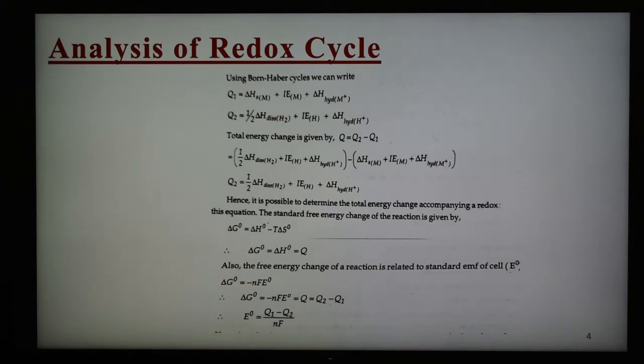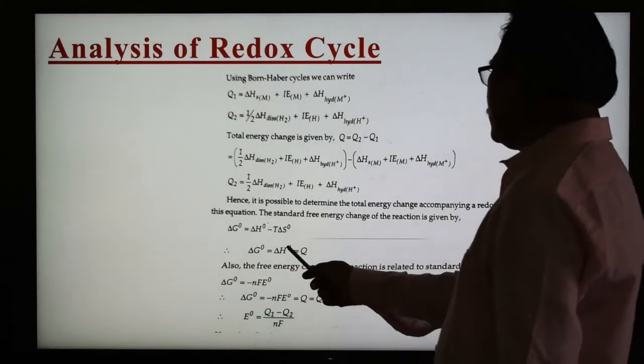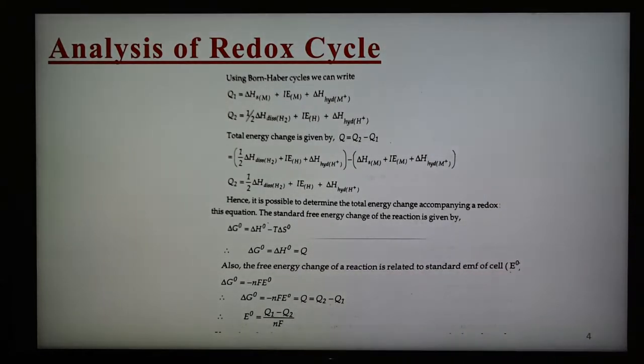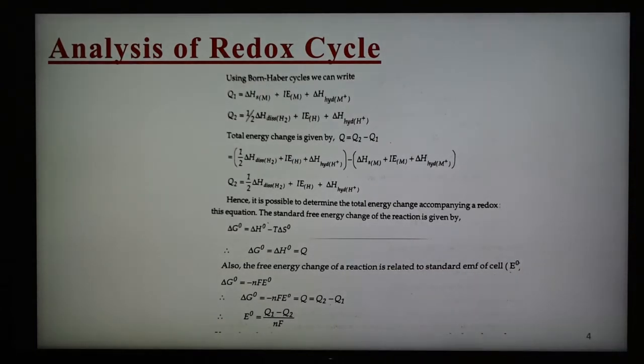it is possible to determine the total energy change, and now this is the equation. As we know, in solution the entropy change delta S0 is negligible as compared to the enthalpy change, and therefore the enthalpy change is equal to the free energy change. So in the equation we have written here, because delta S is 0, delta G0 equals delta H0, which equals Q.